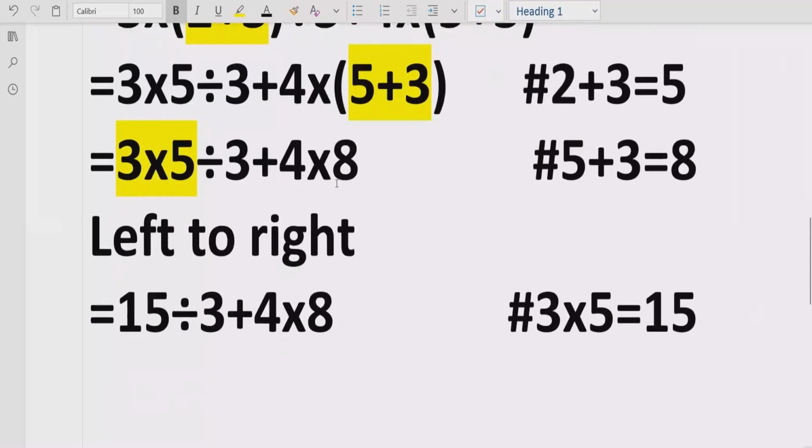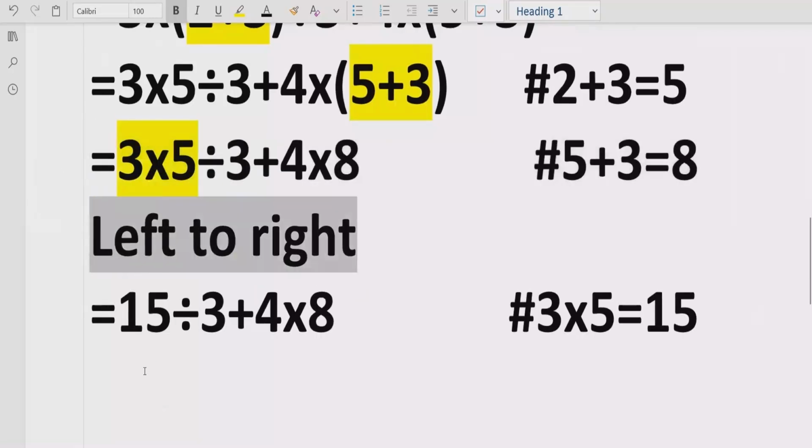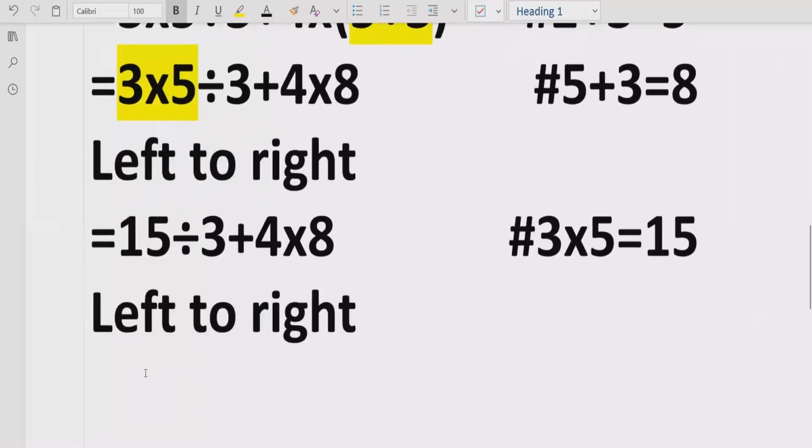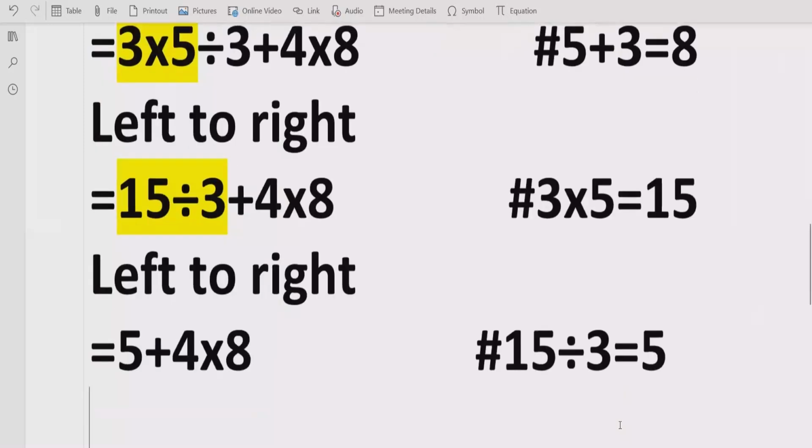Now move forward. Again we will go left to right and find out, solve this division, because now this is coming first. So 15 divided by 3 equals 5. And this part we will write as it is. And here we will give the reference 15 divided by 3 equals 5.